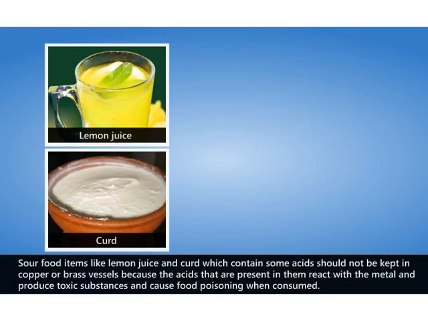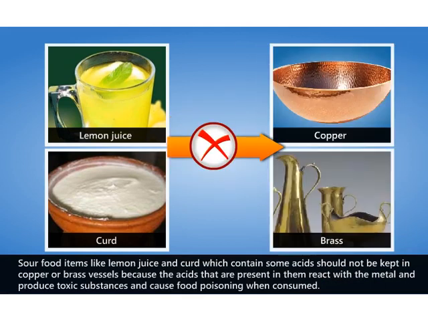Sour food items like lemon juice and curd, which contain some acids, should not be kept in copper or brass vessels because the acids that are present in them react with the metal and produce toxic substances and cause food poisoning when consumed.